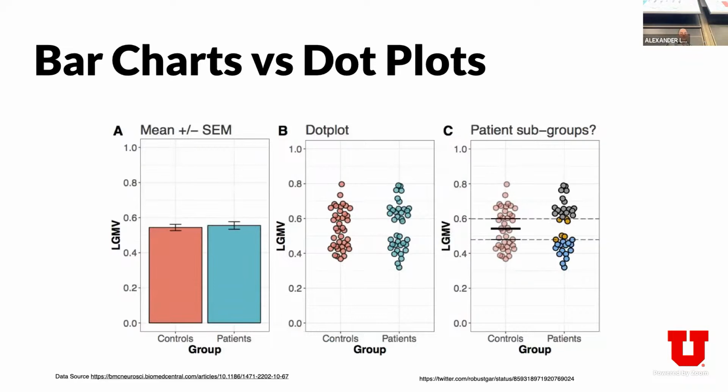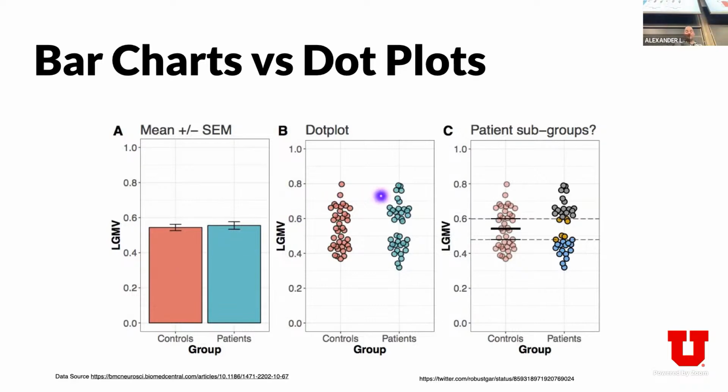Just to re-emphasize this point a little bit. Here, for example, is another thing that you could miss: this bimodal distribution. We have a group of controls and a group of patients in some medical experiment. If we showed this as a bar chart with error bars, what we would conclude is that the error bars overlap significantly. There doesn't seem to be any effect, right?